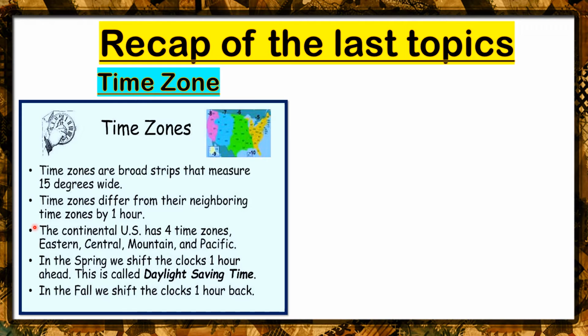The continental US has four time zones: Eastern, Central, Mountain, and Pacific. In the spring, we shift the clocks 1 hour ahead. This is called daylight saving. In the fall, we shift the clocks 1 hour back.